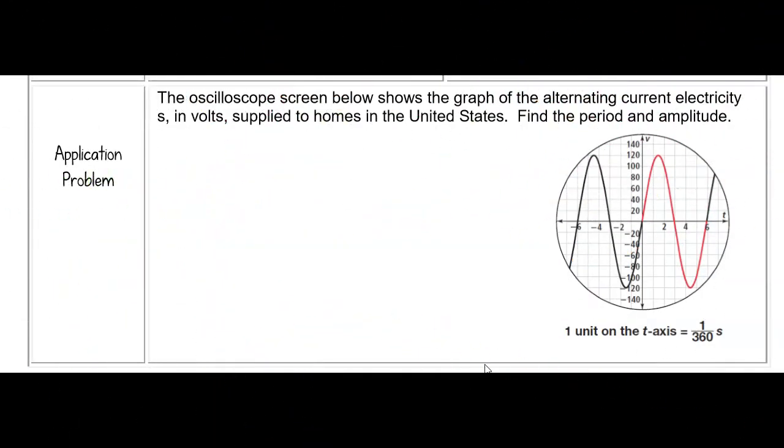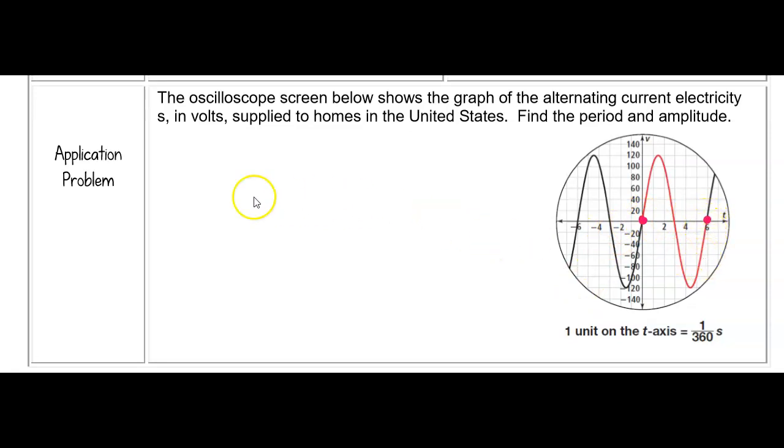Okay, so to wrap up, we're going to take a look at this application problem. The oscilloscope screen below shows the graph of the alternating current electricity S in volts supplied to homes in the United States. Find the period and the amplitude. So you can see here, they already actually highlighted a cycle for us. So if we start at 0, where would the cycle end? So it looks right here, it's going to be 6.